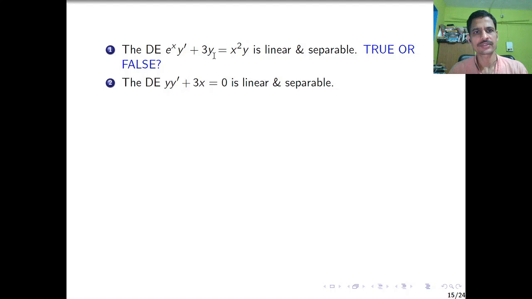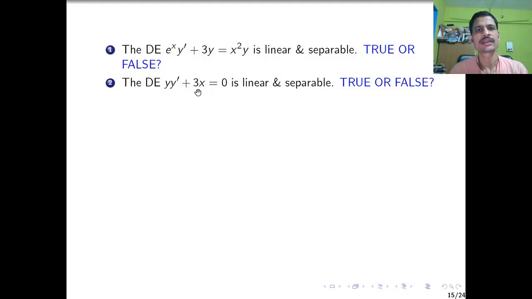The next question is whether the differential equation y y dash plus 3x equal to 0 is linear and separable. Again, you can pause the video and try to answer this question. This equation is not linear because y and y dash appear here as a product.